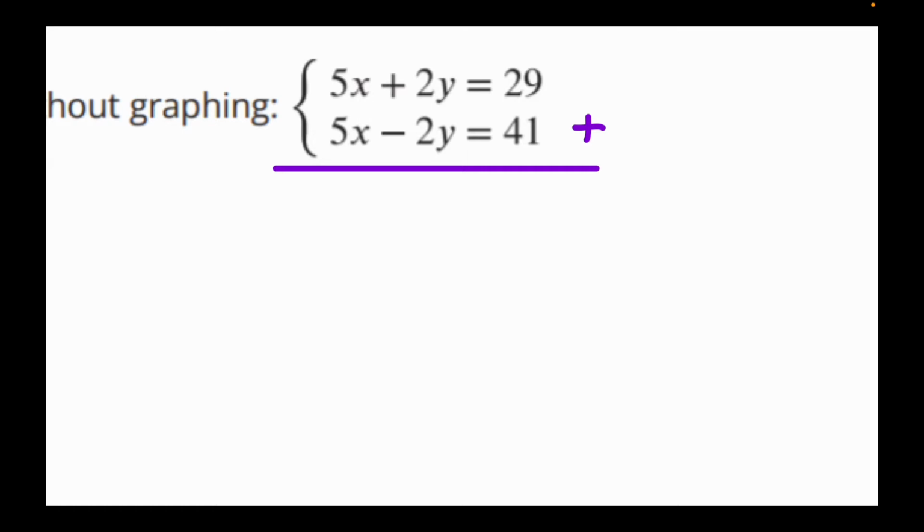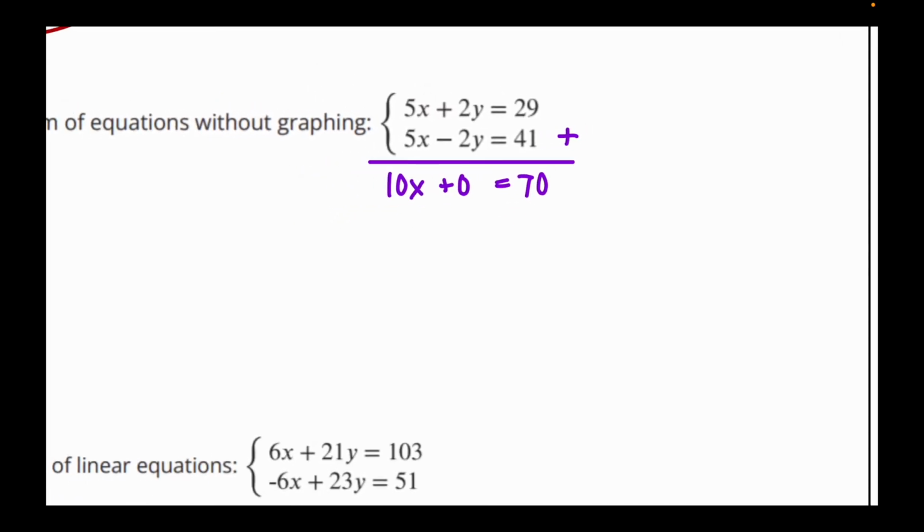And that's going to happen when I add them together if, like right here, I can see it's going to happen. Those have the same coefficient, but different signs. So +2 and -2. So let's just add this whole thing together and see what we get. 5x plus 5x, that's going to give us 10x. And this is going to give us +0 because 0y. And 29 plus 41 is going to give us, this looks like 70. Yeah, 70.